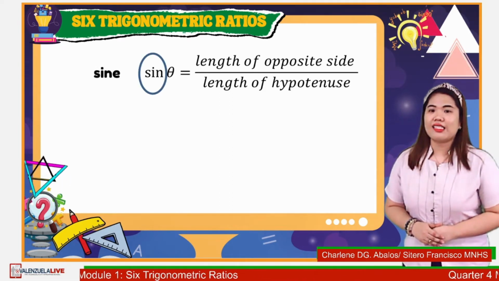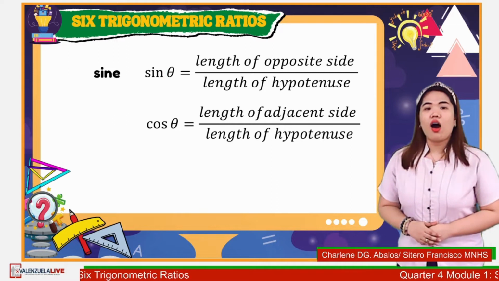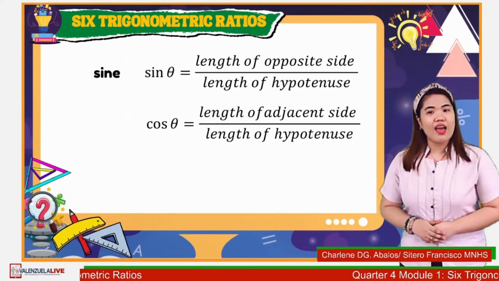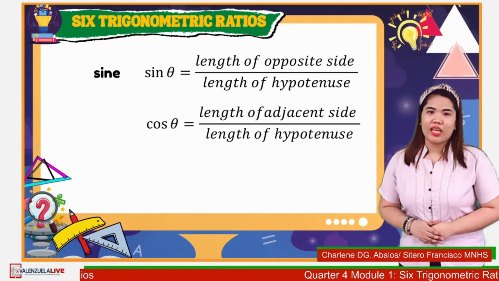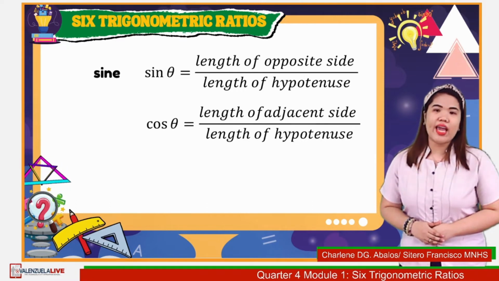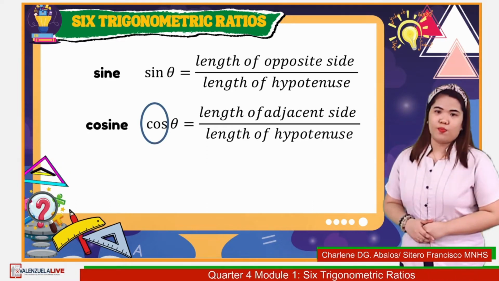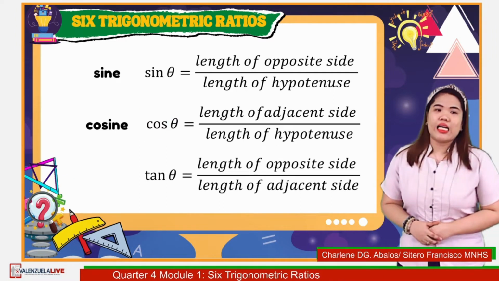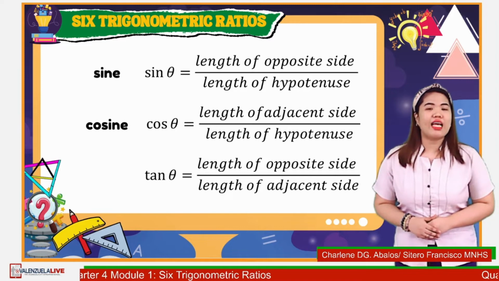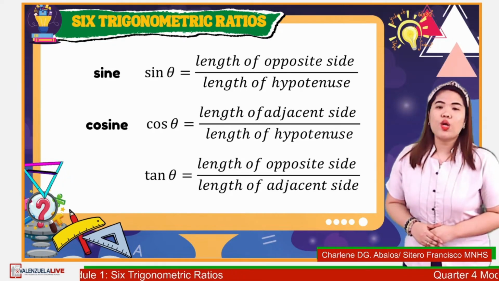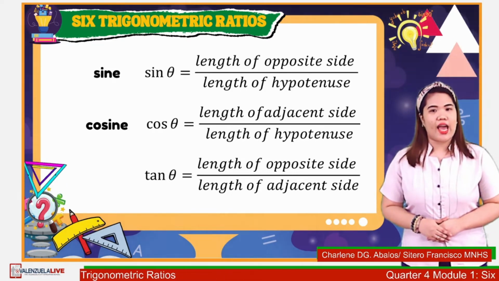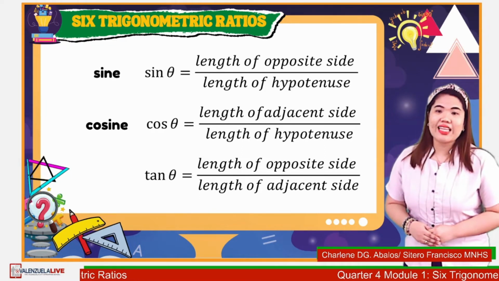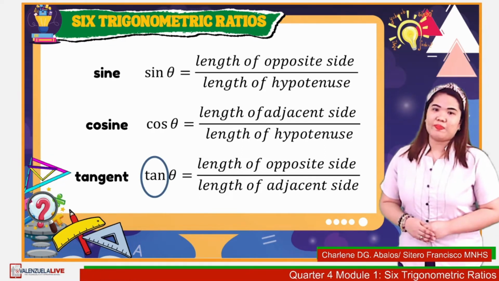Cosine theta is equal to the length of adjacent side to the length of hypotenuse, and it is abbreviated as cos. Tangent theta is equal to the ratio of the length of opposite side to length of adjacent side, and it is abbreviated as tan.